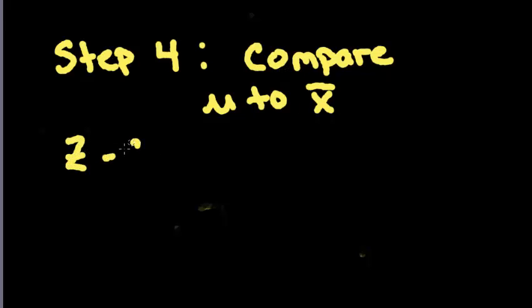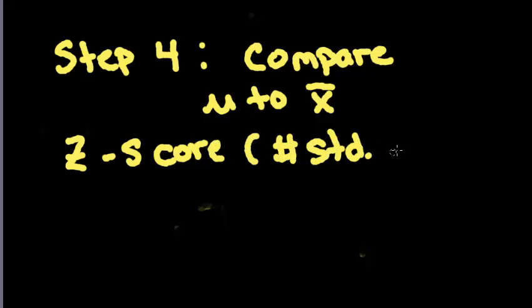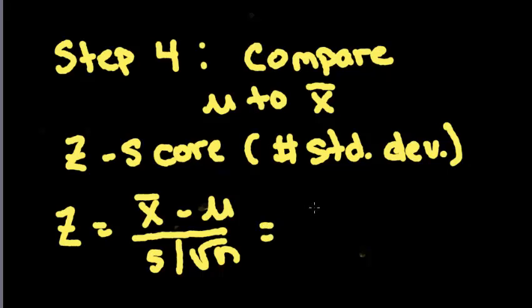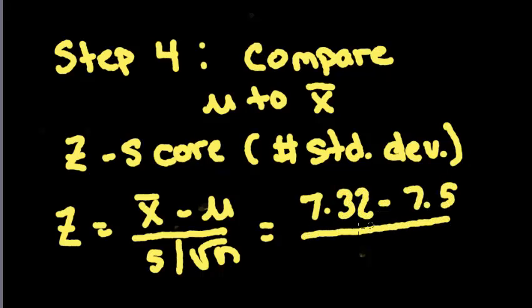Well, we compare these two values using a z-score. A z-score tells us the number of standard deviations that these are away from each other. To calculate that z-score, we take X bar minus mu, and we divide it by S over the square root of n. So we're going to take our value of 7.32 minus 7.5, divided by 0.87 over the square root of 36, which we know will be 6. And we'll put the answer to that on the next page.